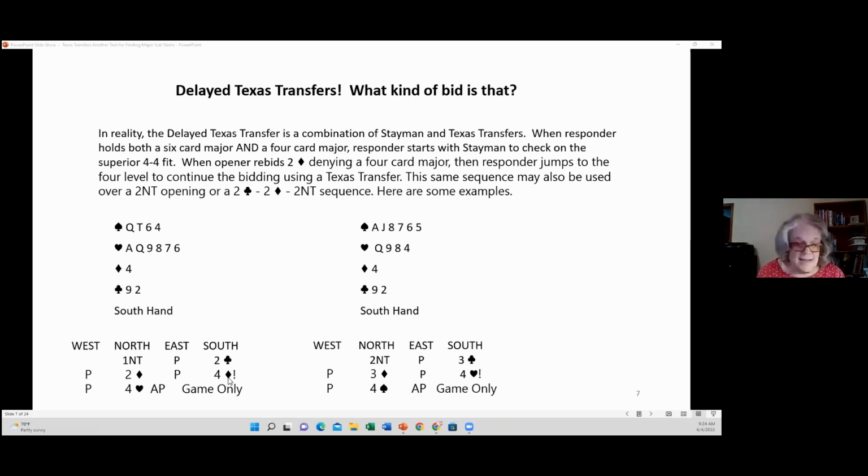So 4 diamonds now. Texas transfers are a jump. 4 diamonds now indicates that I have 4 spades and 6 hearts in my hand. I am saying, partner, I was checking for the 4-4 spade fit. You denied it. So now I'm telling you I have 6 hearts. I know you have at least two, so please bid game in hearts. And he does. This is the way you can check for either a 4-4 fit or a 6-2 fit.